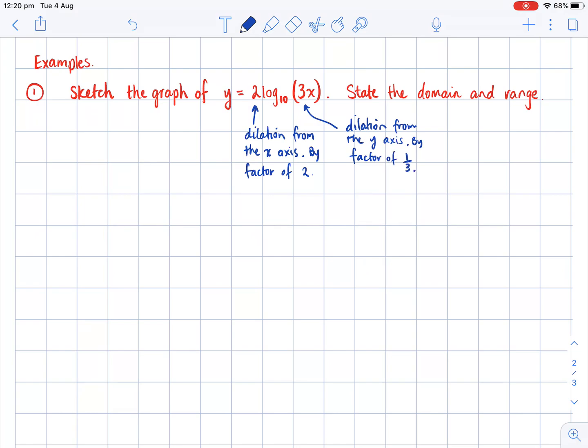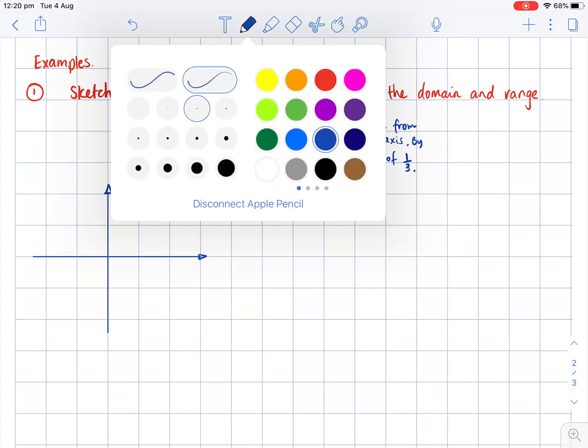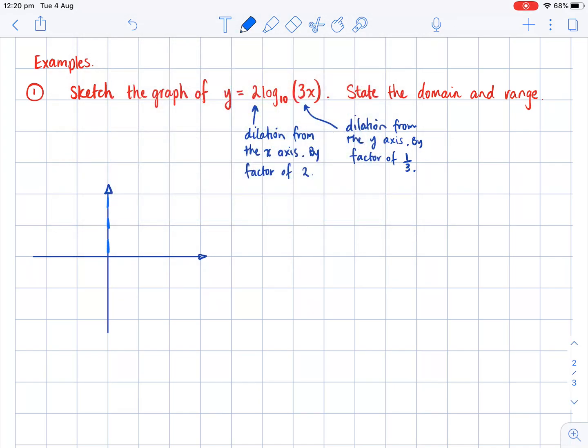Okay, so if I want to draw my graph, I can actually start by drawing the basic function of a log graph. And my basic log graph starts with an asymptote at x equals 0, and it looks like this, and it's got an intercept at the point where x is 1 and y is 0. So this is my standard log graph.